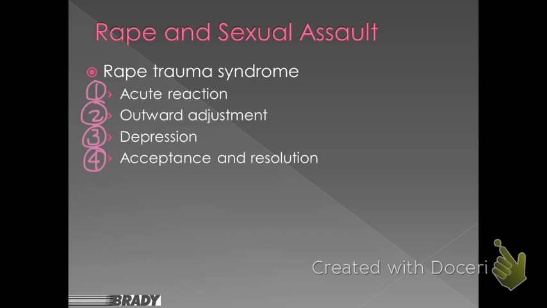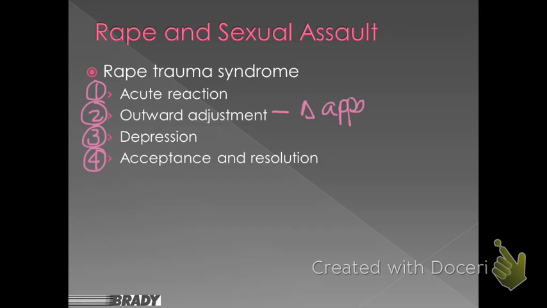With step 1, the acute reaction occurs immediately after the assault or the trauma, and typically your patient could present either very angry or very sad or very quiet, but it's that first reaction that the patient has to the trauma. With your outward adjustment, this typically happens weeks, maybe months after the initial trauma, and this is the person who changes their appearance. Either you have a person who used to dress very promiscuously, who now wears big, huge clothes to cover up their body, or vice versa. You have the person who was very conservative in their dress who is now wearing more promiscuous clothing. So the person starts to basically change their appearance.